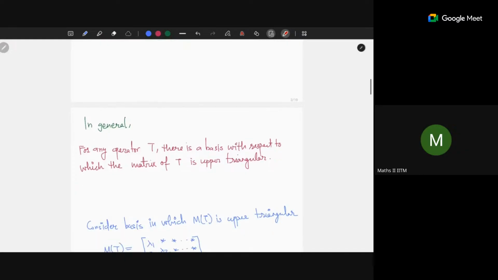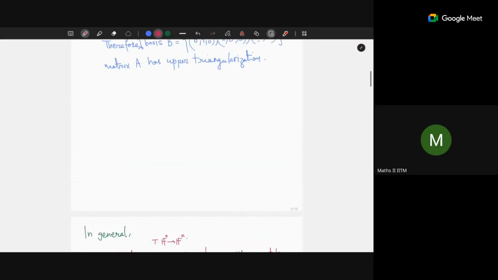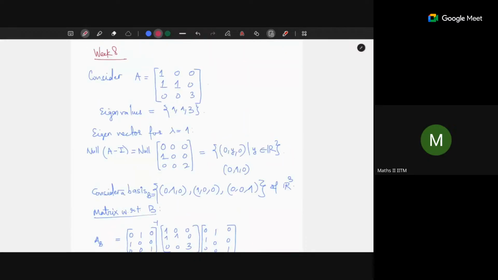In general also, if you have a linear operator T from Fn to Fn, then there exists a basis with respect to which the matrix of T is upper triangular. There is one fact that I'm using to prove this theorem: you will always have an eigenvalue of a given matrix representation.